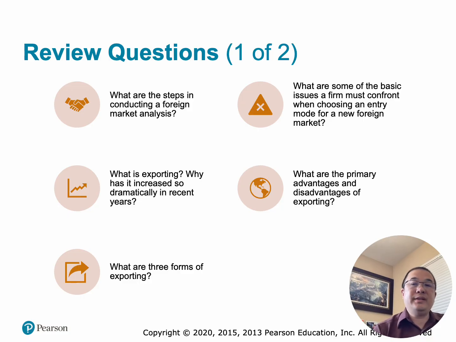Number two, what are some of the basic issues a firm must confront when choosing an entry mode? When selecting an international entry strategy, firms consider cost, how much investment is required, risk, how much financial and political risk exists, control, how much control does the firm want? Speed, how quickly must the company enter the market? And resources, does the company have sufficient capital and expertise? Number 3, what is exporting and why has it increased dramatically in recent years?